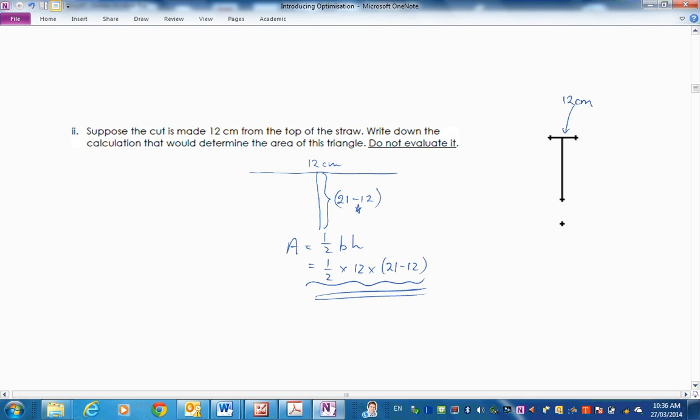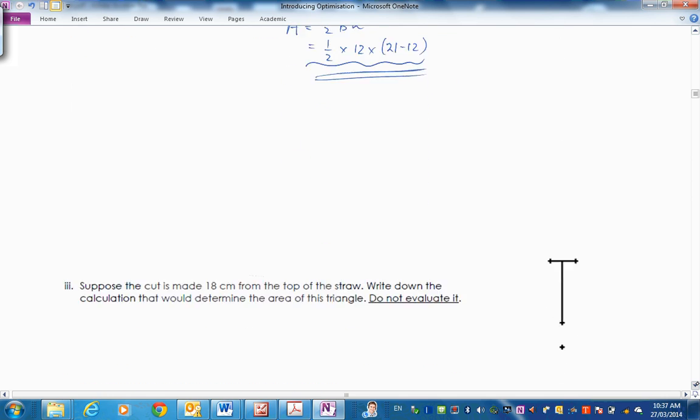What's optimisation? It's just getting the best answer. It's a maximum or minimum. Let's go down and do another one. These guys are taking us on a little trip here, mate.